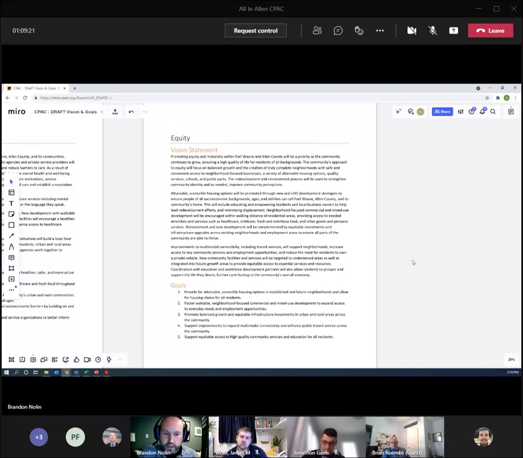Goal 2 is fostering walkable, neighborhood-focused commercial and mixed-use development to expand access to everyday needs and employment opportunities. Goal 3, promoting balanced growth and equitable infrastructure investments in urban and rural areas across the community. Goal 4 is support improvements to expand multimodal connectivity and enhance public transit service across the community. And 5, support equitable access to high quality community services and education for all residents.